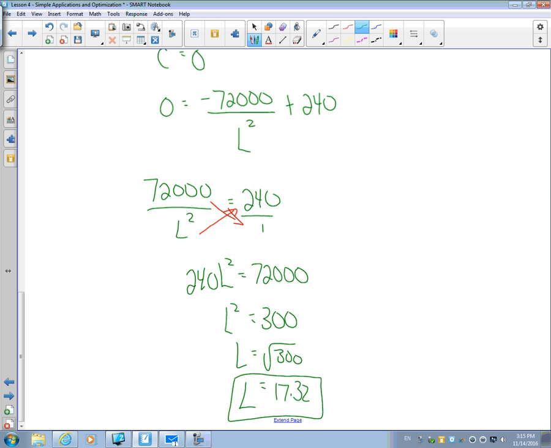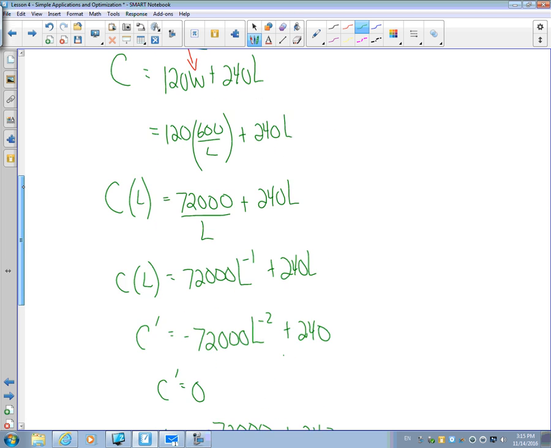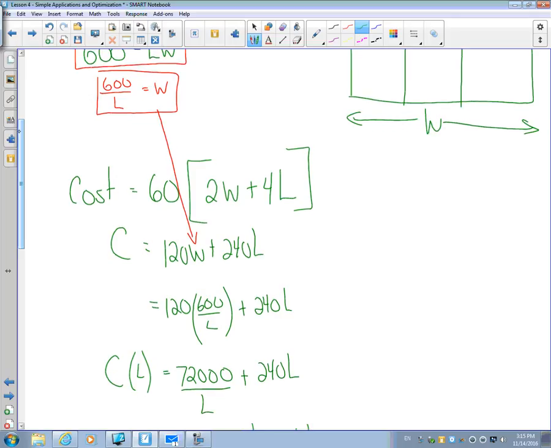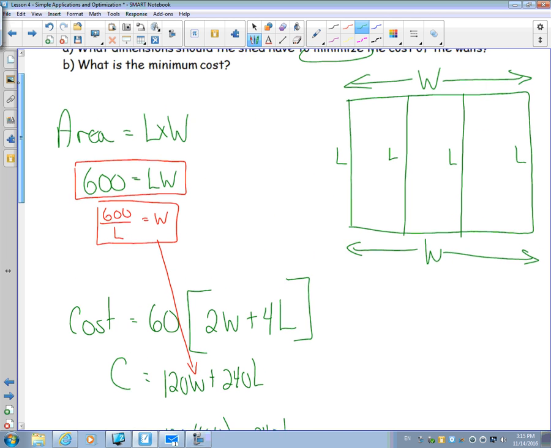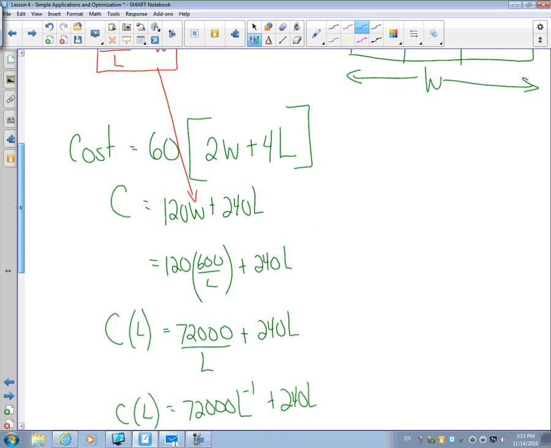Now we need the W dimension. And remember, back up here, we made an equation for W, right? In the red, 600 over L. So W would be 600 over L, which is 17.32. And we punch that in, we should get approximately 34.6. And there's our dimensions. Part B asks, what's the minimum cost?